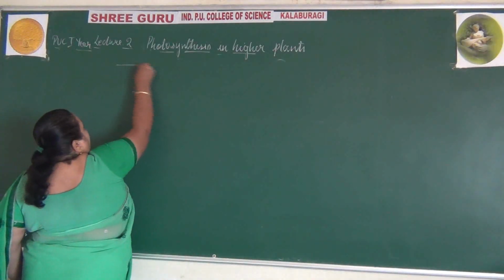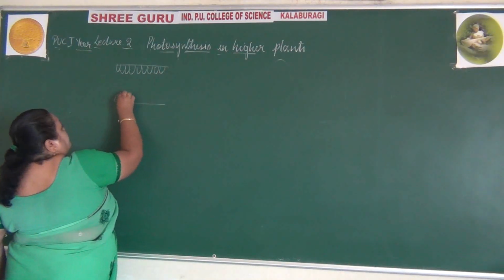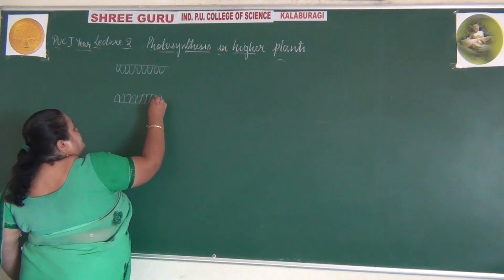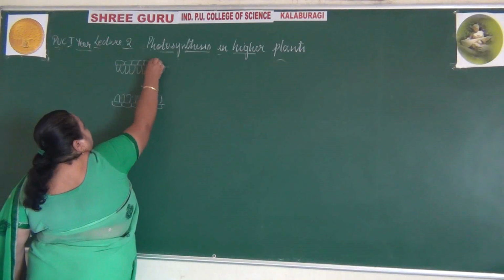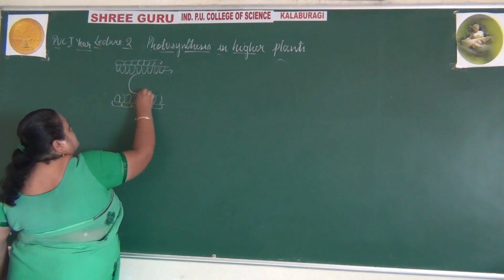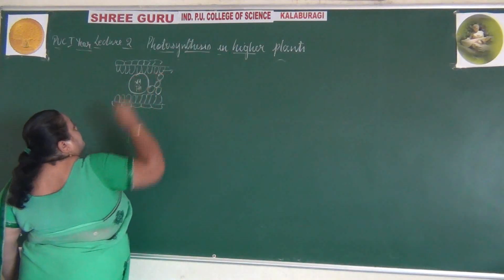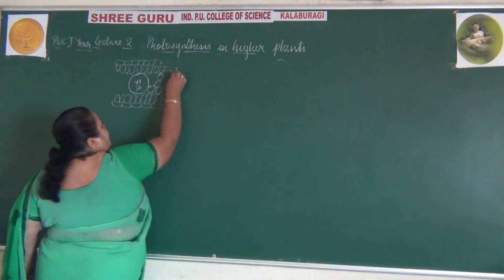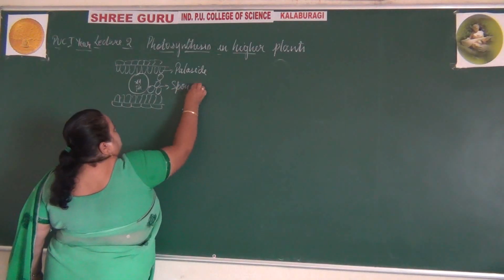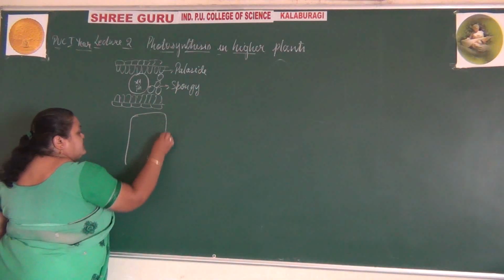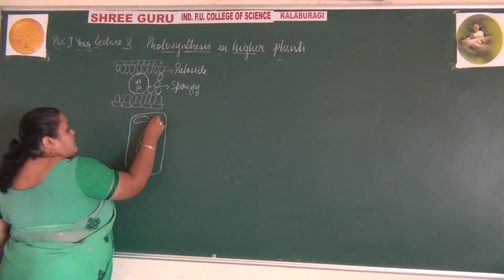While in dicots it is heterogeneous, there are palisade cells and spongy cells. So in the leaves, between the upper and lower epidermis, there is a set of cells. There are palisade cells which are tightly arranged, and there is a vascular bundle with xylem and phloem, and the loosely arranged spongy cells. Each of these cells, along with the vacuole, contains the chloroplast.